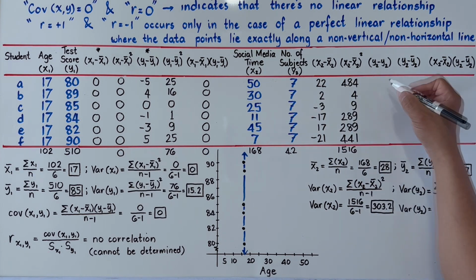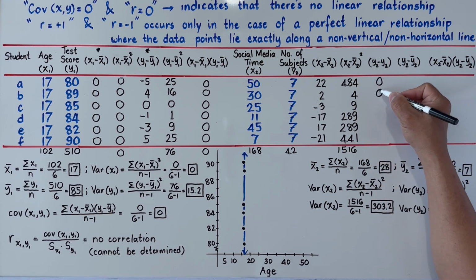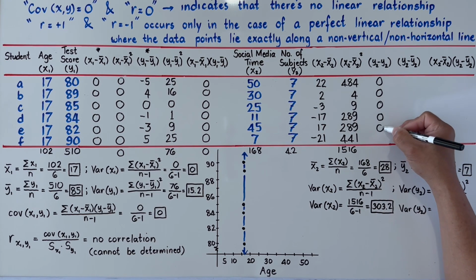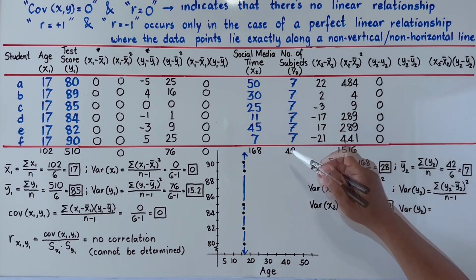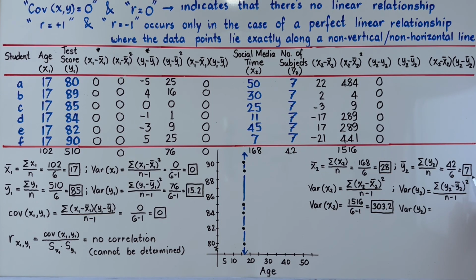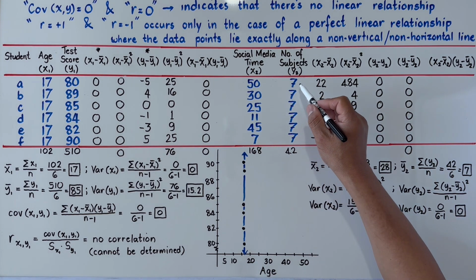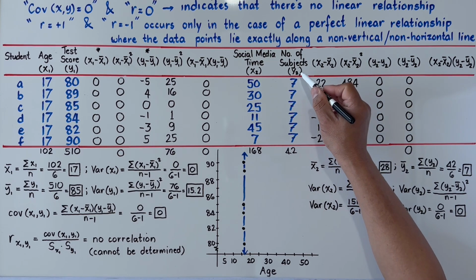So 7 minus 7, 0. 7 minus 7, 0. So all of these are zeros because these are all 7s, and subtracted by its mean, 7, the difference is 0. And the square of 0 is also 0. And the sum of all these zeros is 0. So the numerator here is 0 divided by 6 minus 1. So the variance of the variable y sub 2 is 0. And that is very understandable because the values of y sub 2 are not varying.